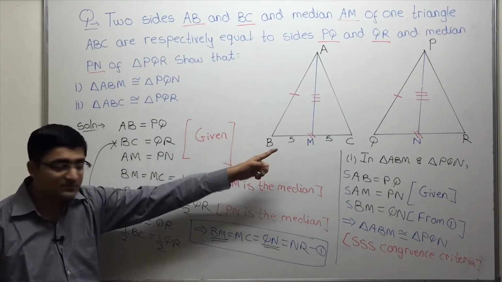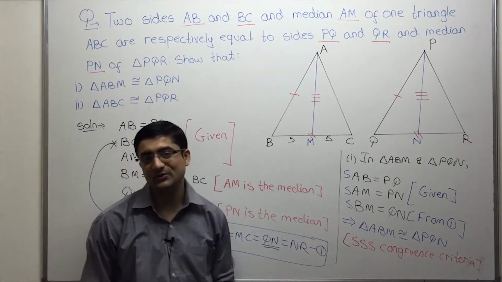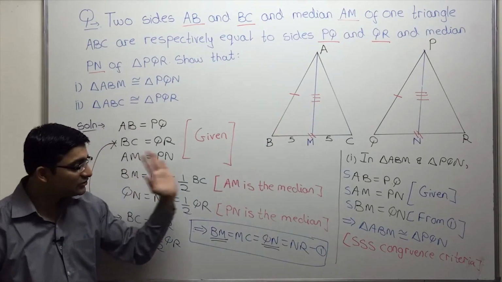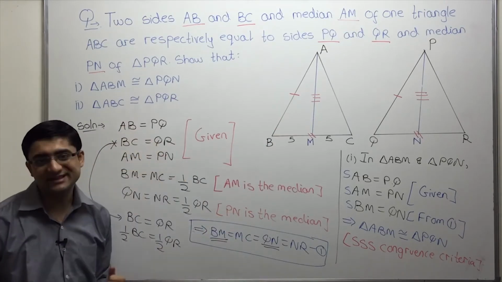In this first part we used BM is equal to QN. So we're done with the first part. We have proved these two triangles to be congruent. Now let me rub this off and then we'll move on to the second part.